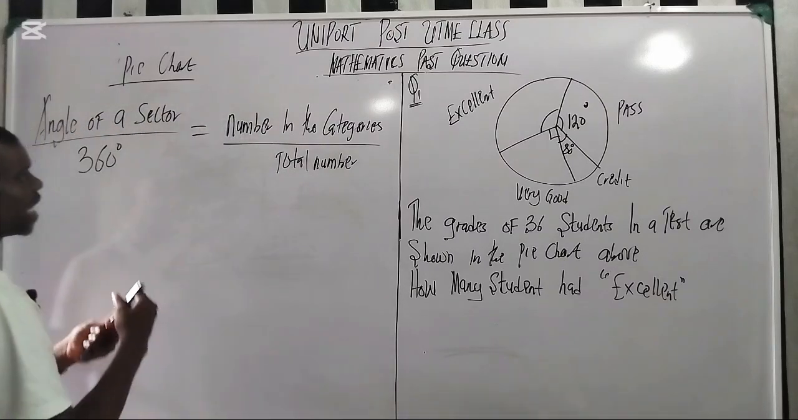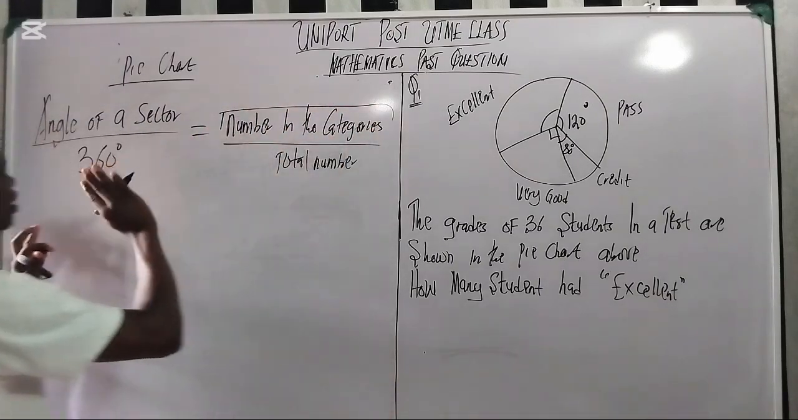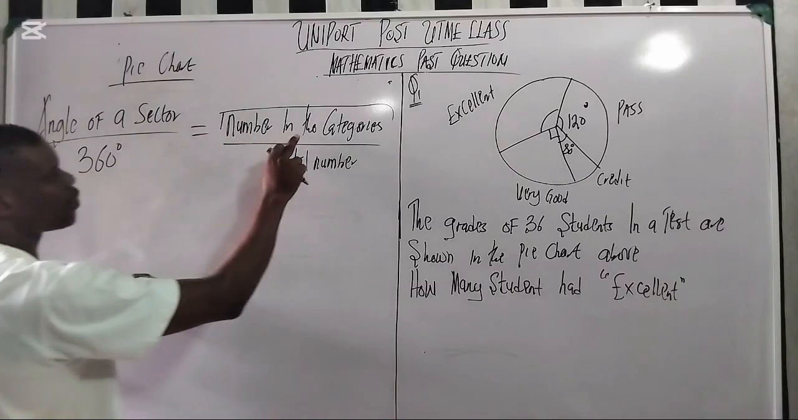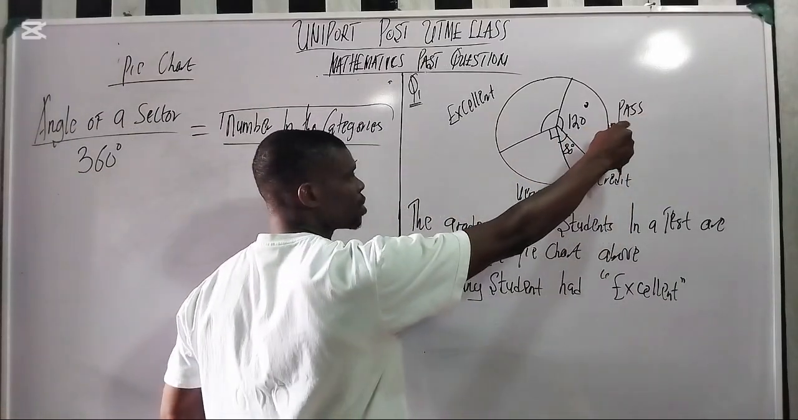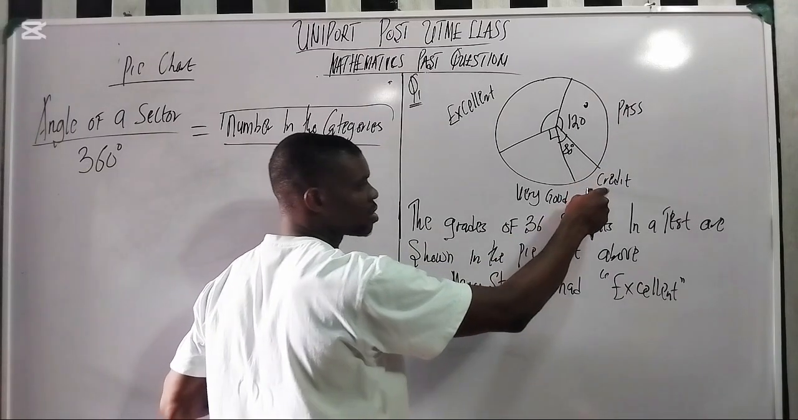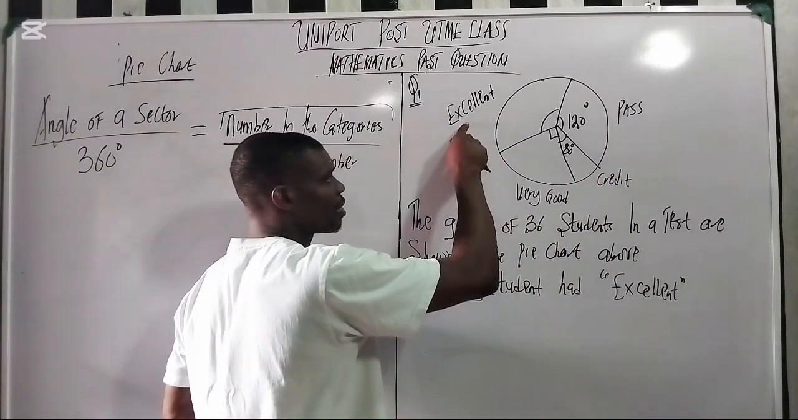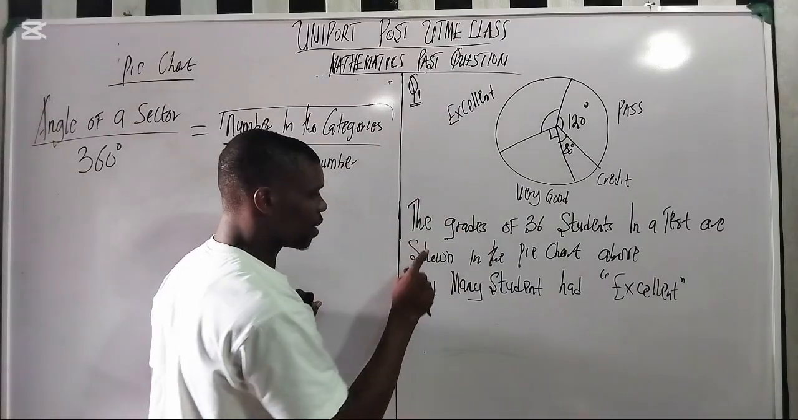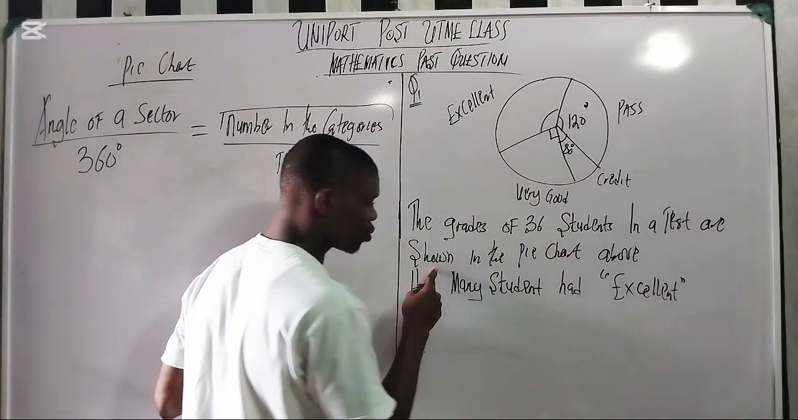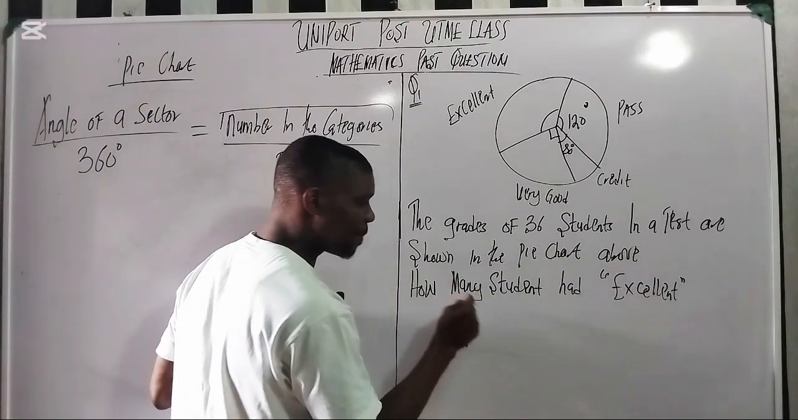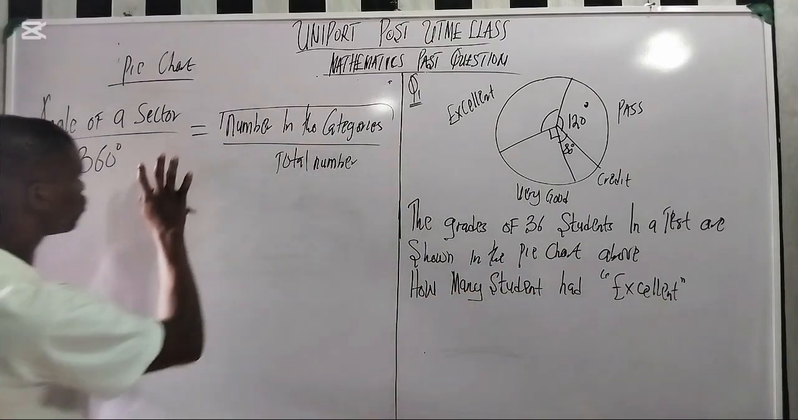So if you want to make this the subject of the formula, you just want to get your number in the categories. These are the numbers of students that passed, that got credit, that got very good, and that got excellent. They say that the grades of 36 students in the test are shown in the pie chart. How many students had excellence? So this is what you want to use here.